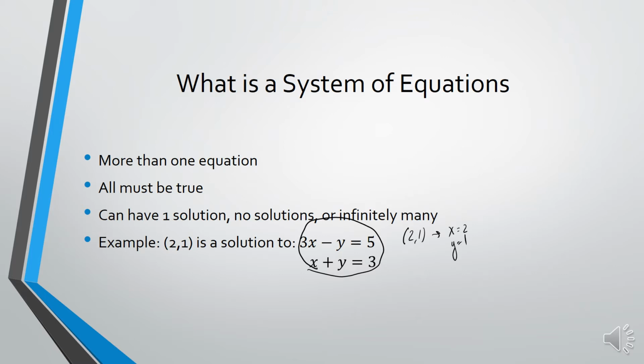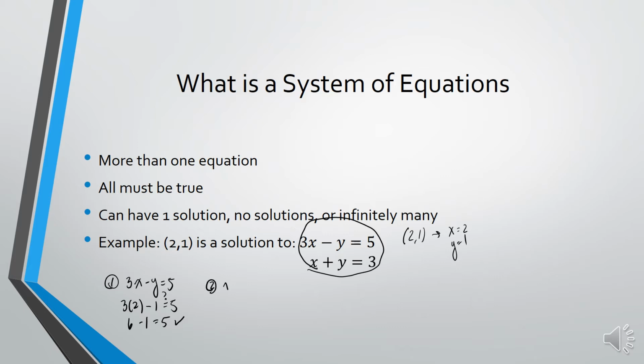Let's plug in 2 and 1 into both of these and make sure they work. In our first equation, it says 3x minus y equals 5. If I plug in x equals 2 and y equals 1, does that actually equal 5? Let's see, 6 minus 1, it does equal 5. So that is a solution to the first one.